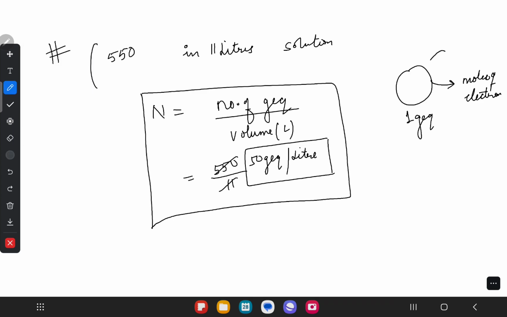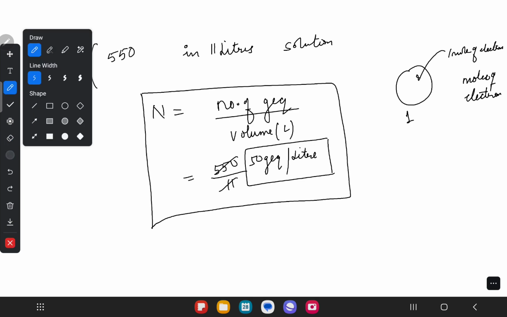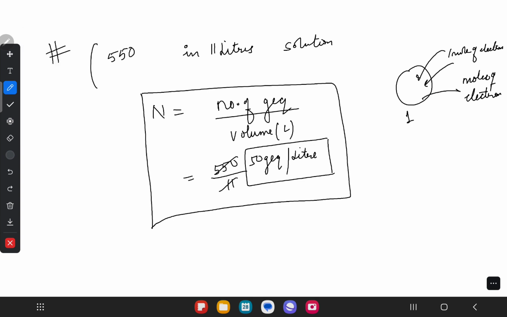Right. Can it also take 1 mole of electrons? What do you mean by take? Like gain. One packet, can it gain 1 mole of electrons as well? No. It cannot gain. See, it's like if we have a non-metal.